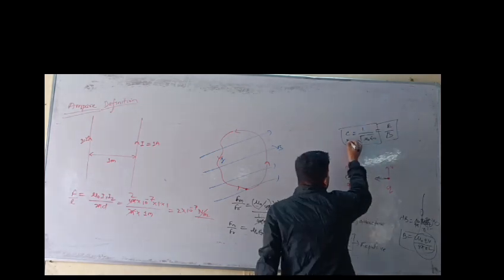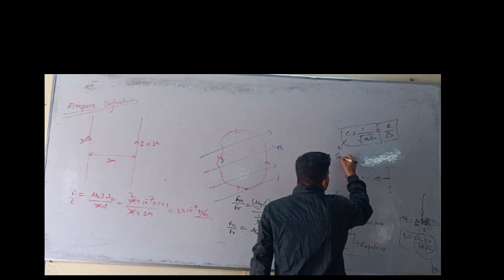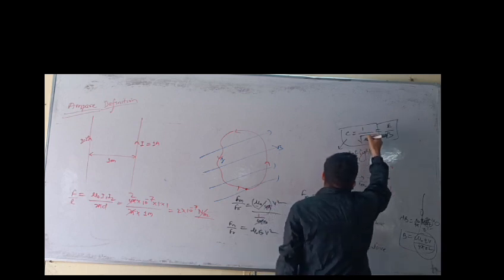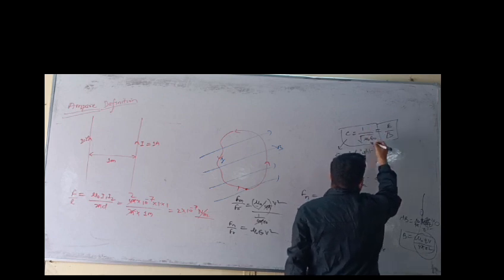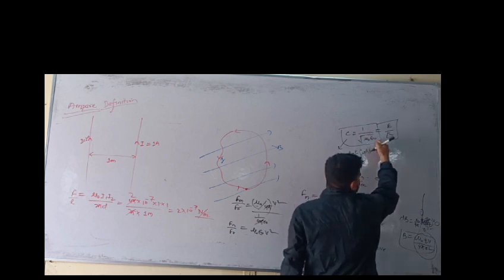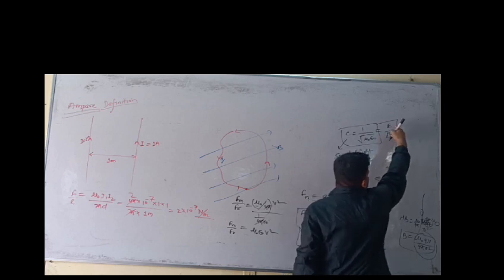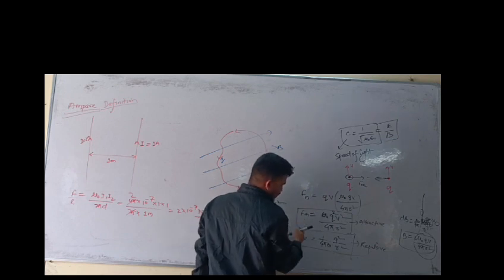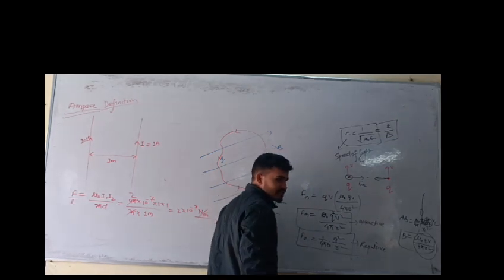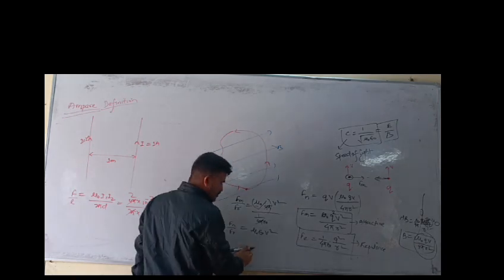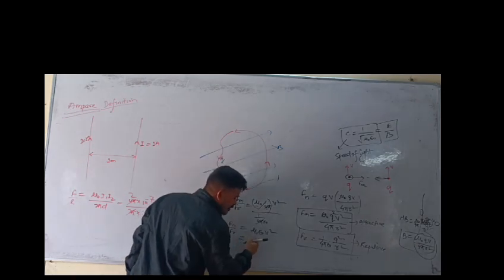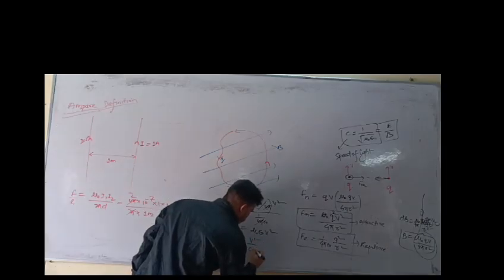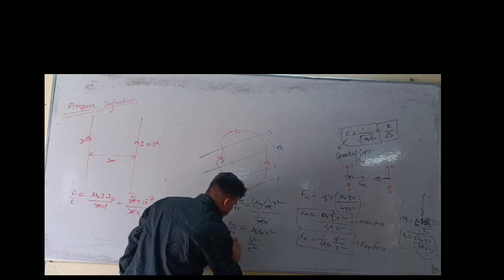What is C equal to? C is the speed of light, and it is equal to 1 by root under mu naught epsilon naught. Mu naught is magnetic permittivity. Epsilon naught is electric permittivity. E is electric field. B is magnetic field. Forces are there, and I took the ratio of them. Now what will be this? 1 by C square. V square upon C square.